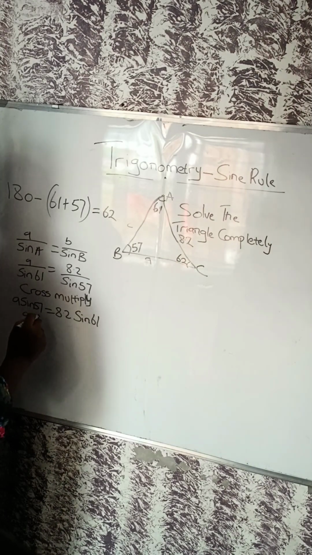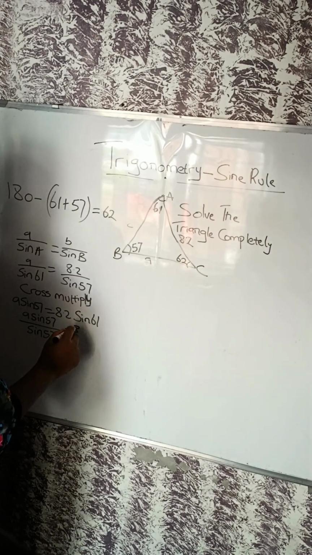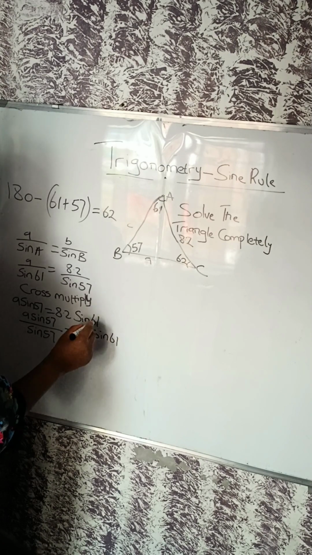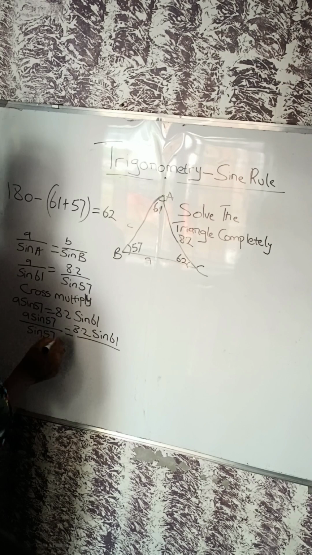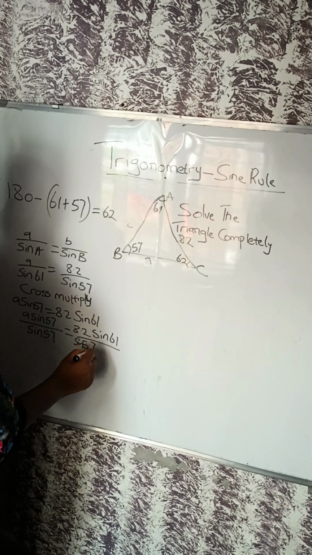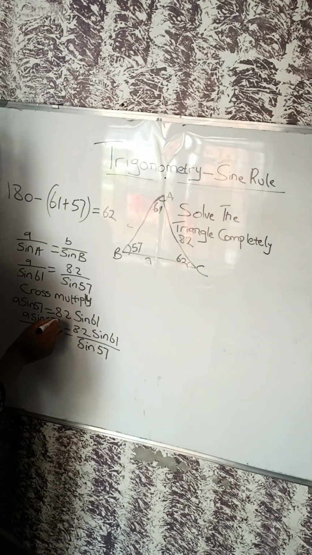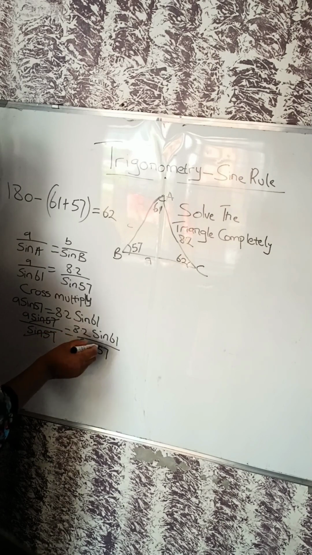So this is what I mean. a sine 57 over sine 57 equal to 8.2 sine 61 divided by sine 57. So what do we do now? We cancel out, we divide through. Now a is standing on its own.